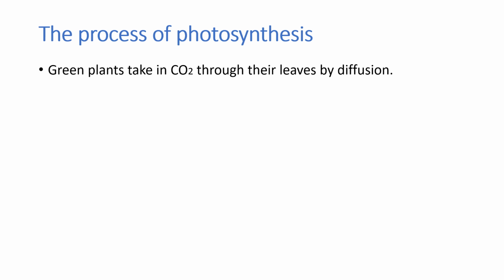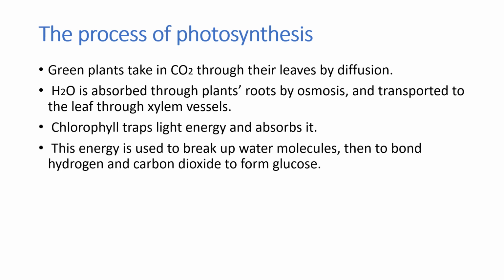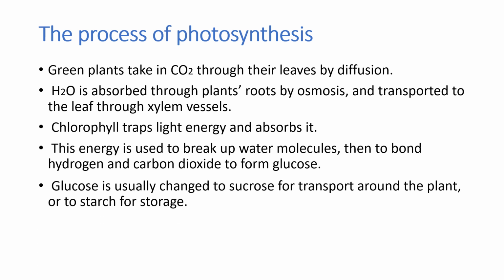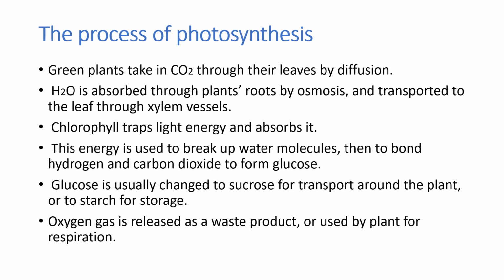The process of photosynthesis: green plants take in carbon dioxide through their leaves by diffusion. Water is absorbed through plants' roots by osmosis and transported to the leaf through xylem vessels. Chlorophyll traps light energy and absorbs it. This energy is used to break up water molecules, then to bond hydrogen and carbon dioxide to form glucose. Glucose is usually changed to sucrose for transportation around the plant or converted to starch for storage. Oxygen gas is released as a waste product or it can be used by the plant for respiration.